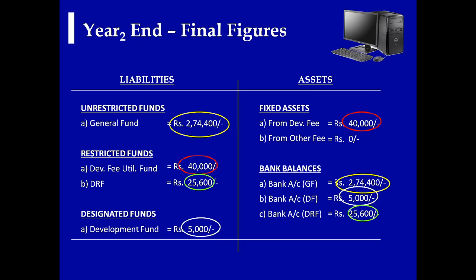Similarly, the development fund, since we have assumed that there's no new asset purchase or no new collections, still stands at 5,000 rupees. The development fee utilization fund stands at 40,000 as it was at the end of the first year. And the DRF would capture the accumulated depreciation on this computer. So at the end of the second year, the accumulated depreciation would increase to 25,600 rupees. If you look at the total size of the balance sheet, it is still at 3,45,000. There is no change in the total size of the balance sheet at the end of the second year also.